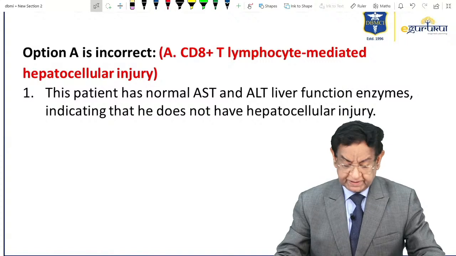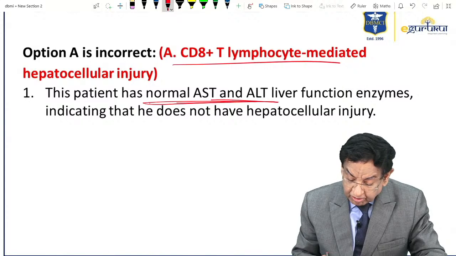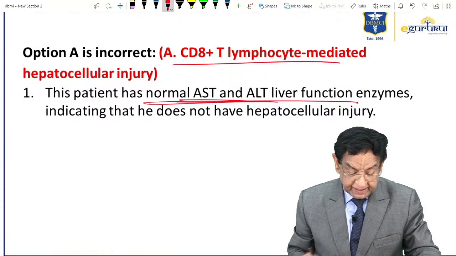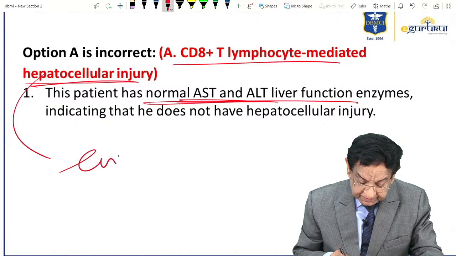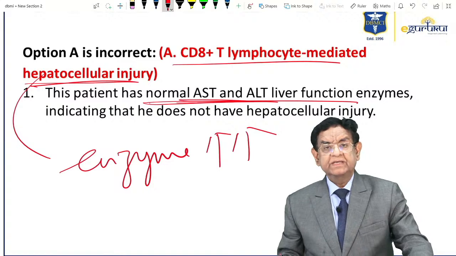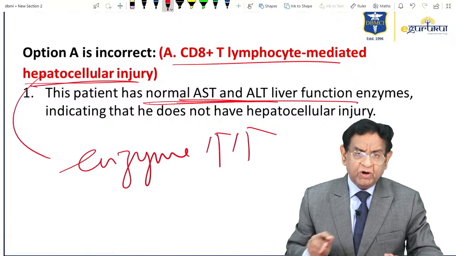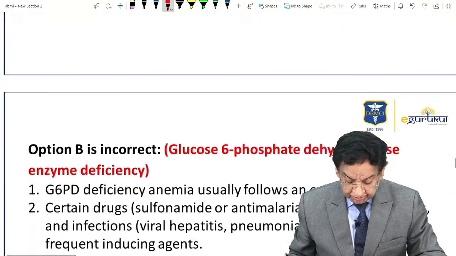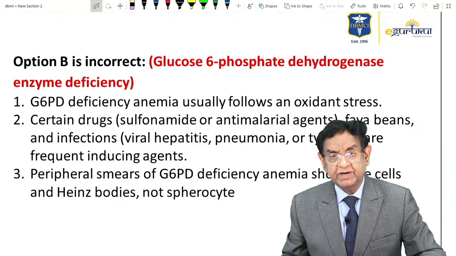Let's look into the other options. Can it be CD8 cell? Cannot be, because enzymes are normal. And whenever this is due to CD8 cell, hepatocellular injury, then the liver enzymes should have been highly increased. Liver enzymes, SGOT, SGPT, and alkaline phosphatase, all normal. So there is no question of hepatocellular injury. This option is ruled out. G6PD deficiency leads to episodic jaundice.